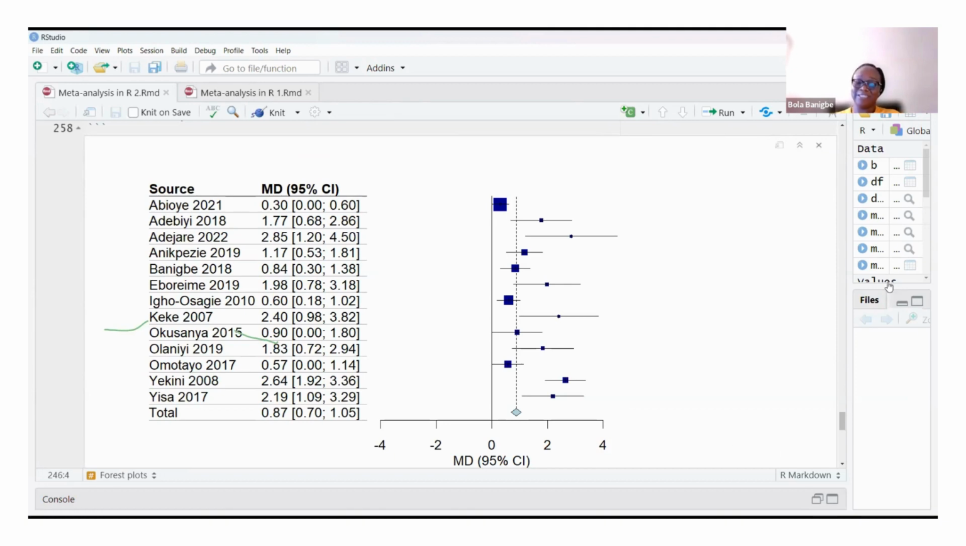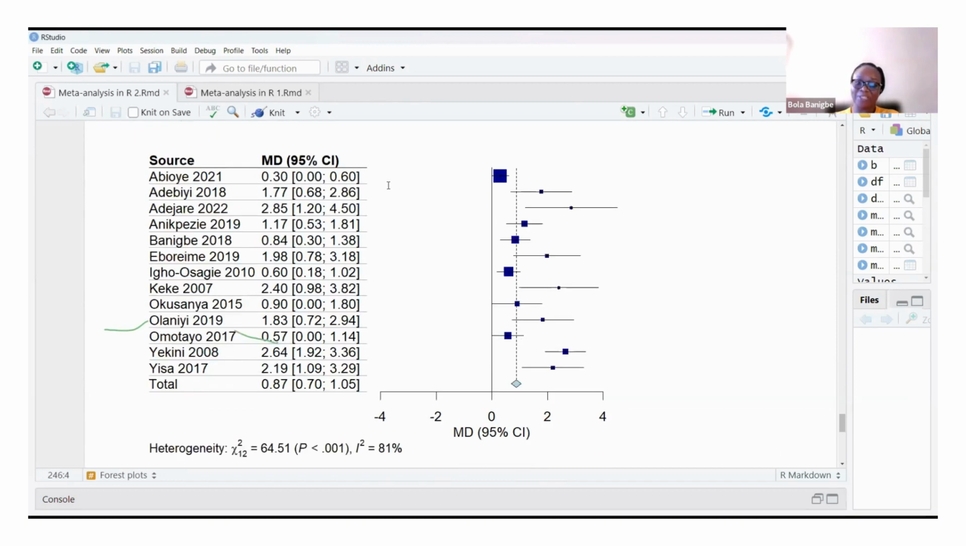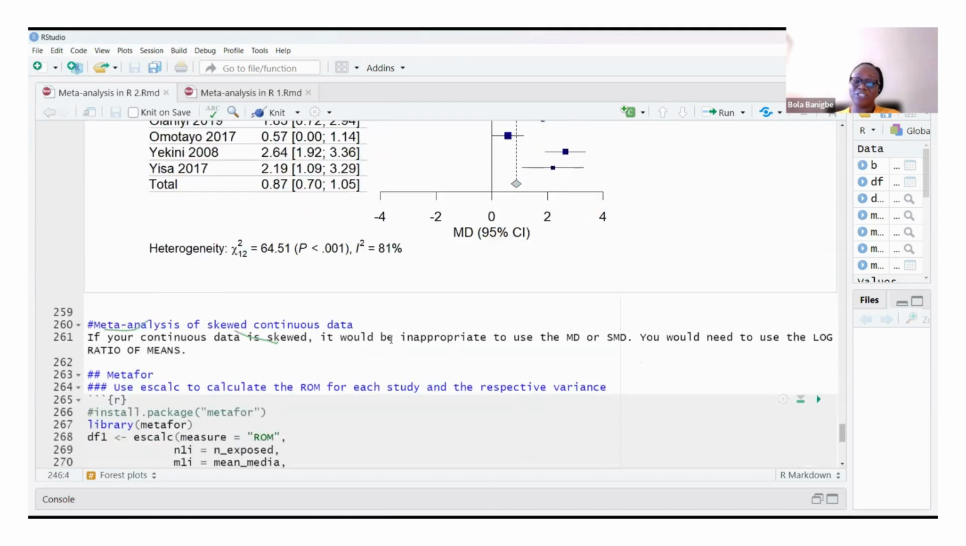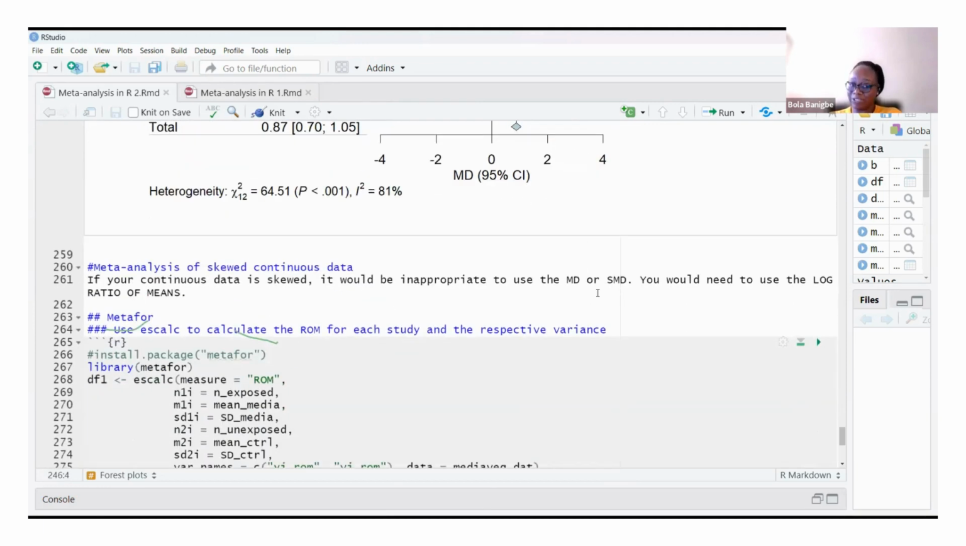Okay, I take it that there are no questions at this point. Everything we've talked about up to this point really applies to normally distributed data, or at least approximately normal. But if your continuous data from the primary studies is skewed, then you don't want to use the mean difference or the standardized mean difference. You want to use the log ratio of the means.